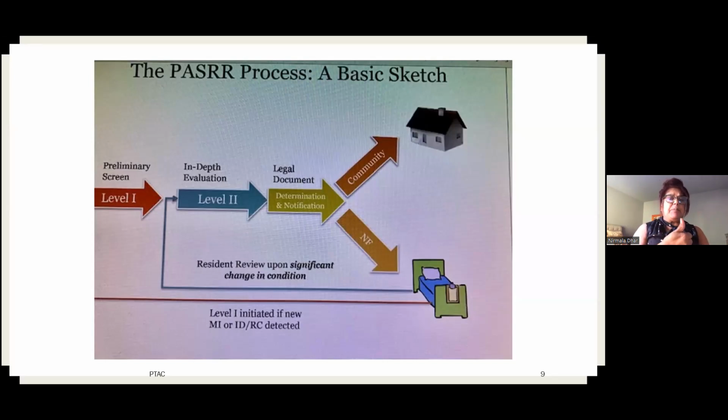Level 1 is a preliminary screen. Level 2 is an in-depth evaluation, which is what all of you on this call will do for serious mental illness. Then you complete a legal document called the determination and notification form, where you're saying, yep, nursing home is good, or nope, they will do really well in a community-based setting.